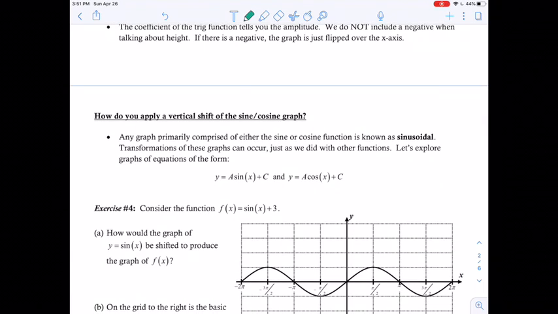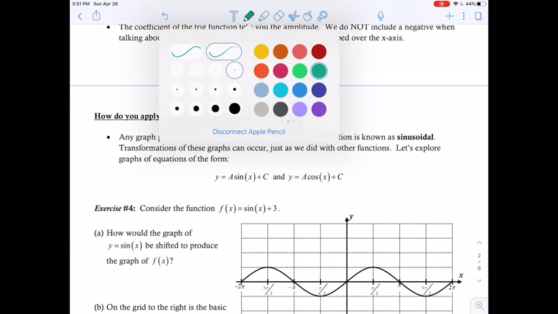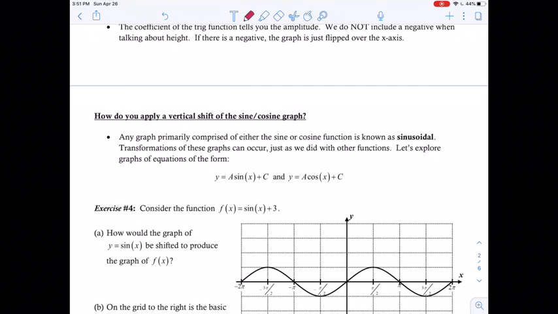Now we're going to talk about vertical shifting. Just like all of our other functions, which is really nice across mathematics, it has the same indication here. If we have a function and we have a plus at the end, that's a vertical shift up. If we have a minus at the end, that goes down.